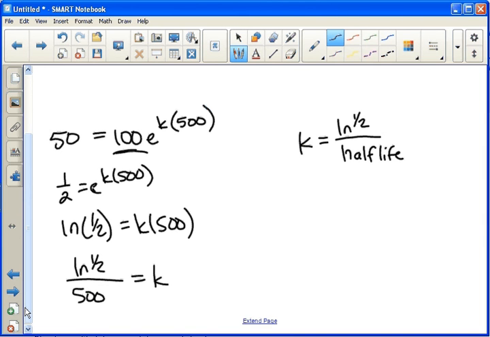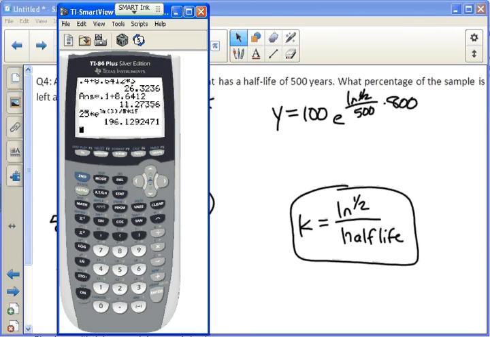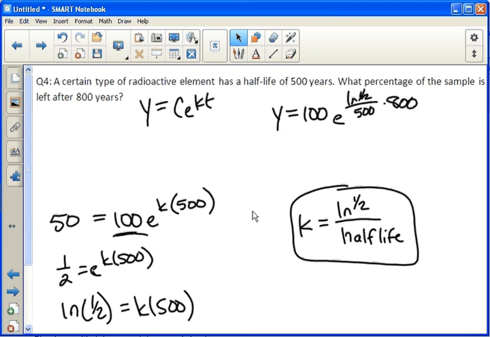Okay, but we have all the information we need, so we can just plug that in the calculator and solve for what percentage is left. Do 100 times e raised to the natural log of 1/2 over 500 times 800. And we get 32.988% if we're rounding. So 32.988% would be left.